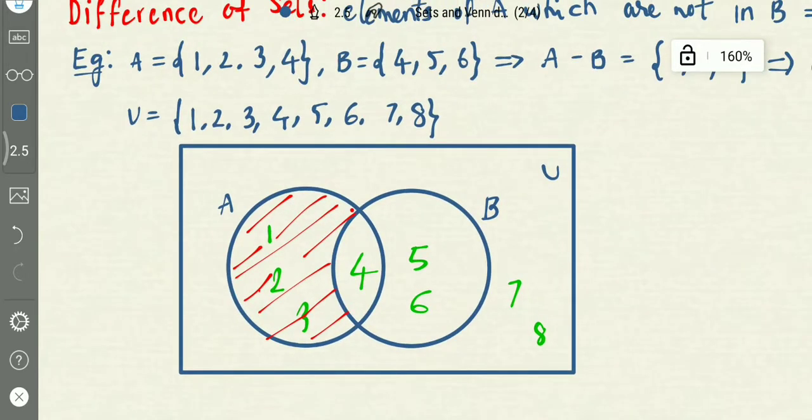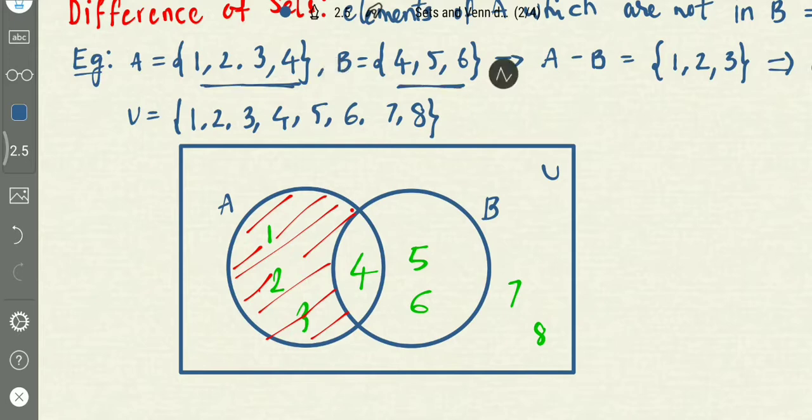Let us see with an example. A is a set having elements 1, 2, 3 and 4. B is a set having elements 4, 5 and 6. What are the elements of only A which are not including any other elements? If you see here, 1, 2, 3, 4 and here it is 4, 5, 6. 4 is the element which is in B, which means it is not only A. So A minus B gives 1, 2 and 3, excluding the element which is in both A and B.